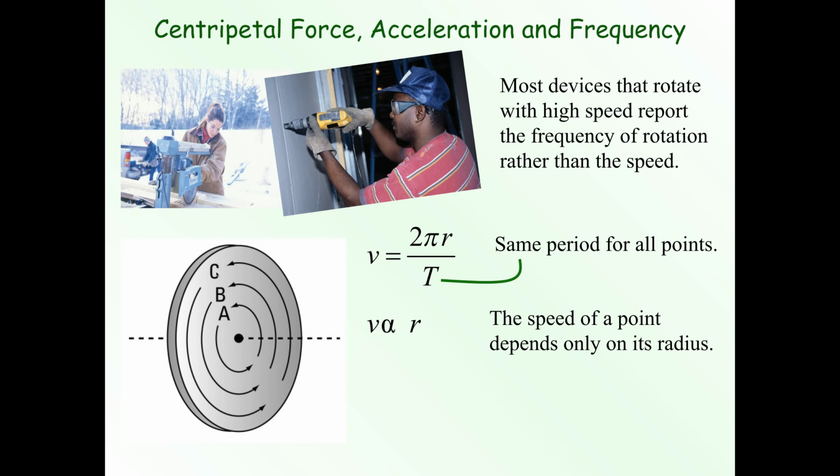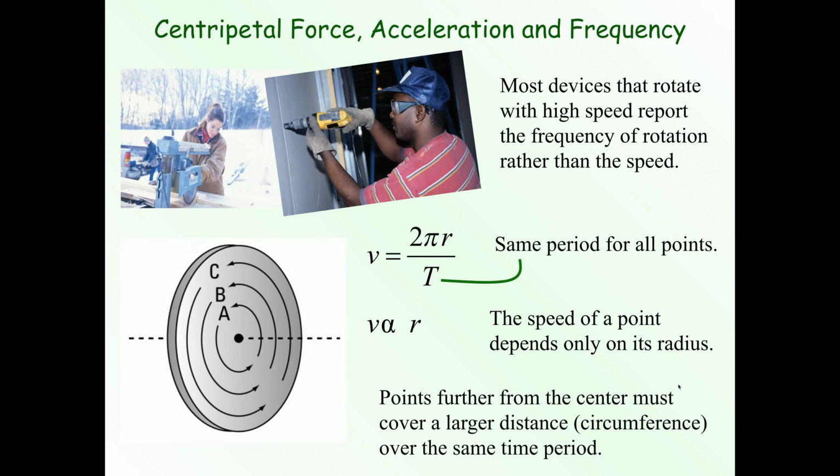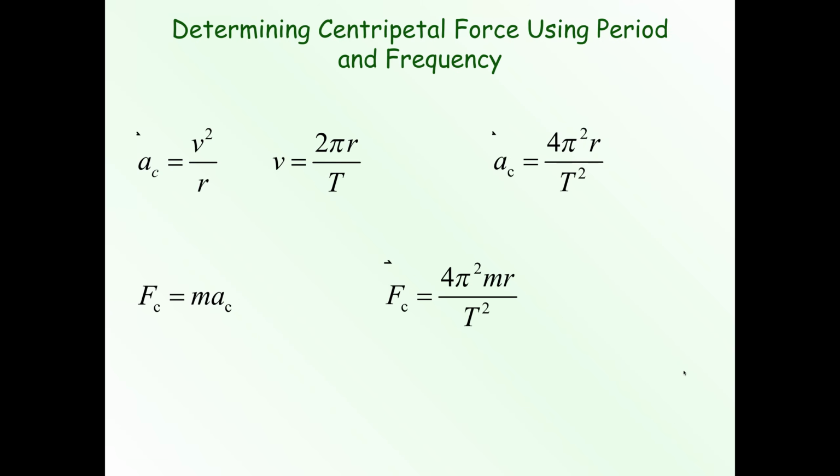Compared to C, all of these need to make one rotation in the same amount of time. The further out you get, the faster it has to go to make that one revolution. So the speed is proportional only to the radius. The time is going to be the same. They all need to get around and line up. It's not like C can move independently of A and B. They're all going to move equally. So points further from the center have to cover a larger distance or larger circumference over the same time period.